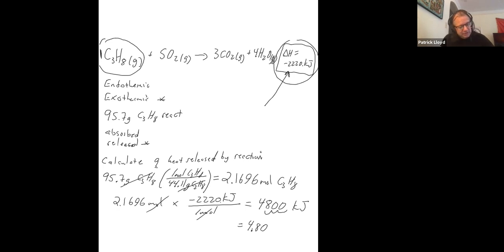We moved it 3 positions, so 10 to the 3. And that would be kilojoules. Okay, so there's your 3 significant digits. That's probably the best way to do it.